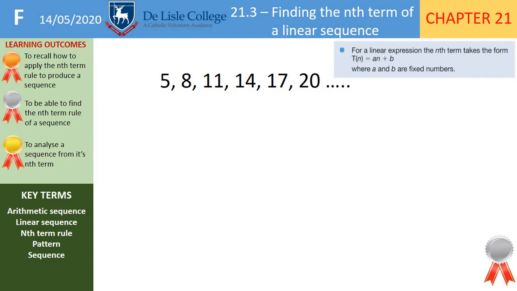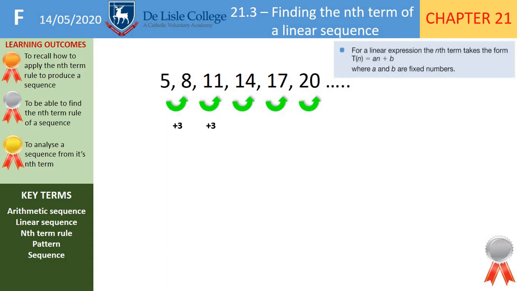So another example, we've got a new sequence here. Now when you're trying to find the nth term of a linear sequence, where you've got a common difference like this, which is addition or subtraction of a value, you always do the same thing. So once you've got your head around this, it's dead straightforward. So first things first, we're trying to come up with the nth term rule that produced this sequence, 5, 8, 11, 14 and so on.